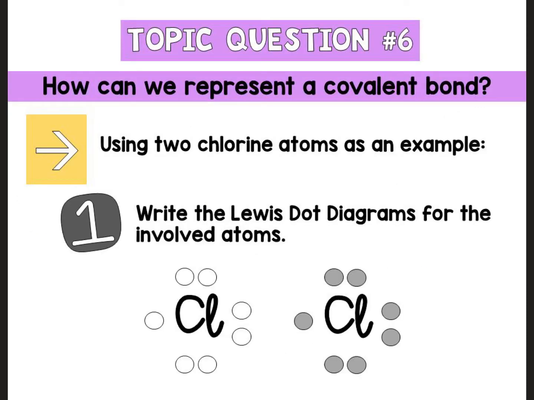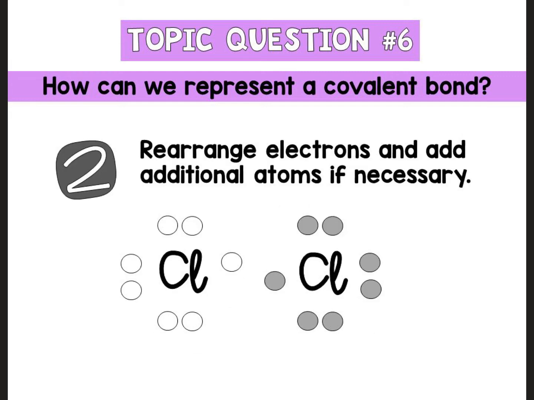So, how do we represent a covalent bond? Let's use 2 chlorine atoms as an example. The first step is to write the Lewis dot diagrams for the involved atoms. Well, chlorine is in group 17, so it has 7 valence electrons. We see that we have 3 pairs of electrons, and the other electron is unpaired. Rearrange the electrons and add any additional atoms if they're necessary. So in this case, we're going to want to put the unpaired electrons facing each other. That way we can bond them.